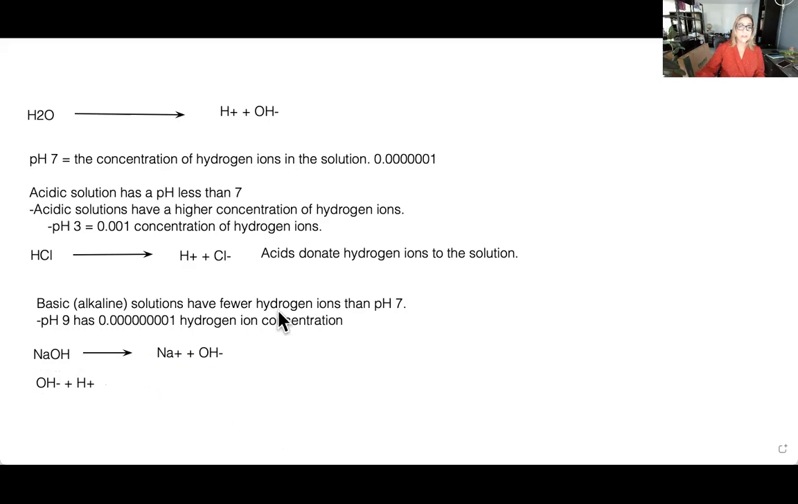Now take a look at this. What does OH minus plus H plus form? So when those two ions combine, it forms water. Okay, so bases are removing hydrogen ions from the solution. So I'm going to write that down for you.